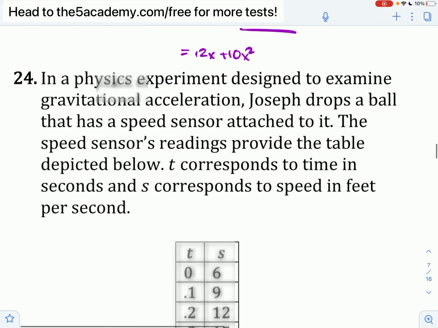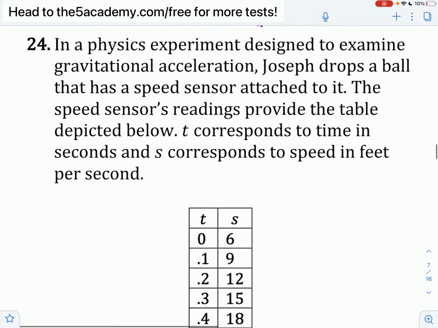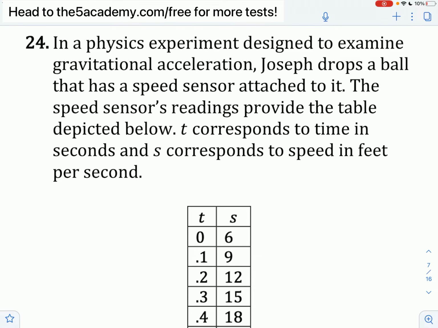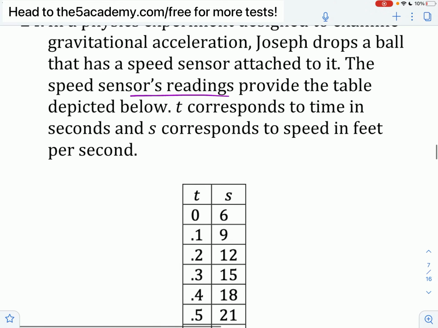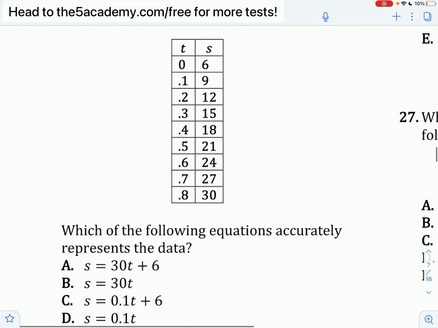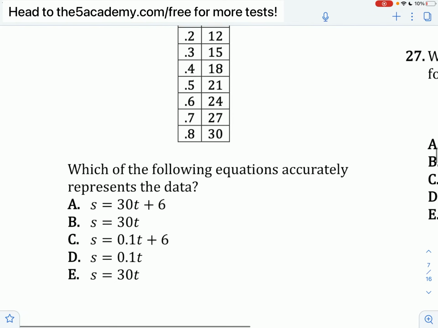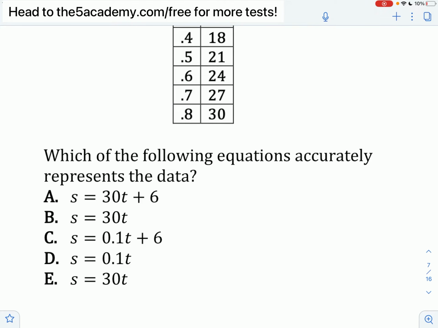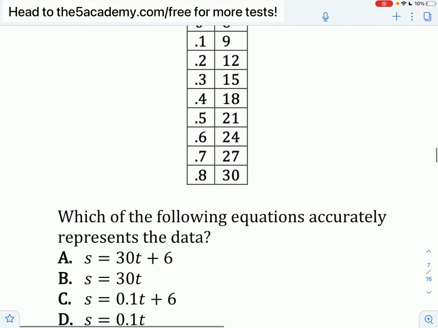In a physics experiment designed to examine gravitational acceleration, Joseph drops a ball that has a speed sensor attached to it. The speed sensor's readings provide the table depicted below. T corresponds to a time in seconds, and S to speed in feet per second. So, which of the following equations accurately represents the data?